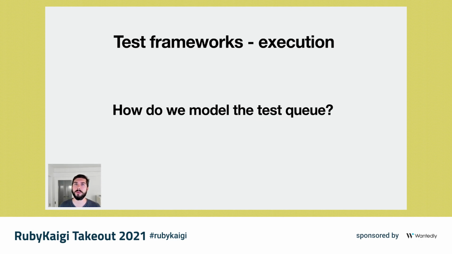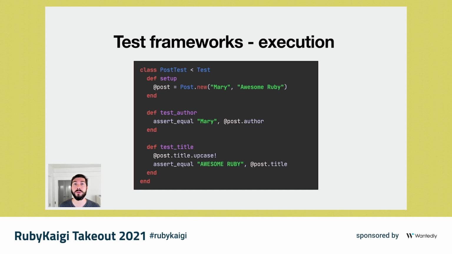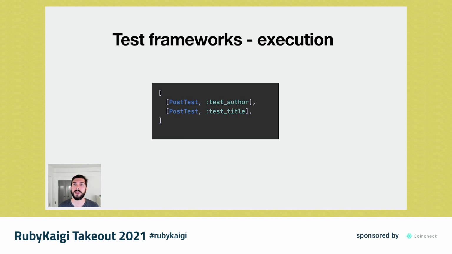But how do we model our test queue? Because we're saving the test classes, but we know that each one of them can define multiple tests, can have different test methods. So we need each one of these test methods to become an individual item in our queue. We need something that looks kind of like this, an array of tuples, where each tuple is composed of the test that we want to run and the class that that method belongs to.